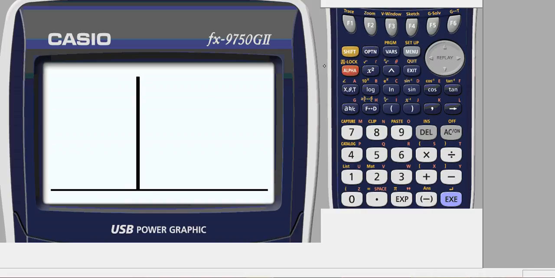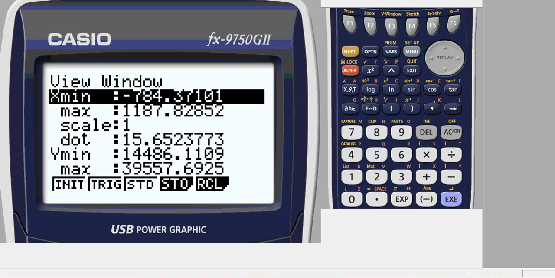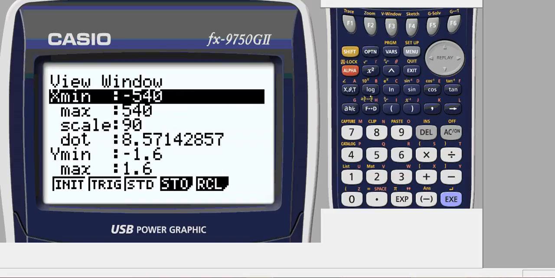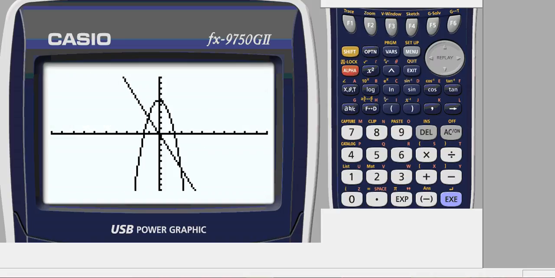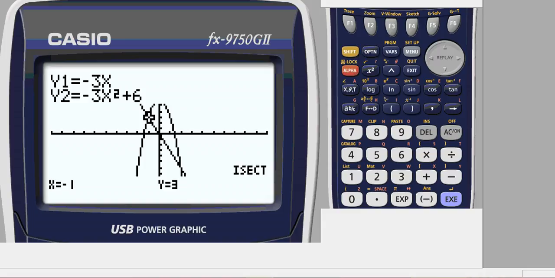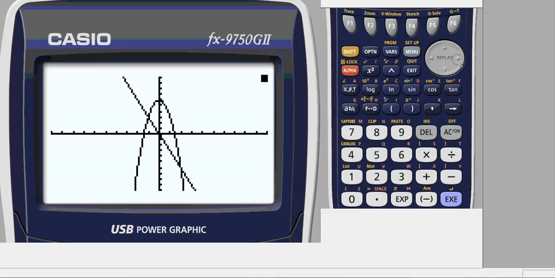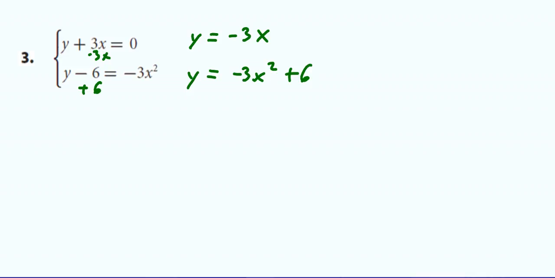So we can draw. In the viewing window, select standard, which is F3. And notice it changes them to be negative 10, positive 10. It's usually going to be a better window for you. And now we can see there's our 2 intersection points. The calculator can really get those for you automatically. All you have to do is go gsolve intersect. ISCT is intersect. And here they are. There's one of them. Negative 1, 3. And 2, negative 6.